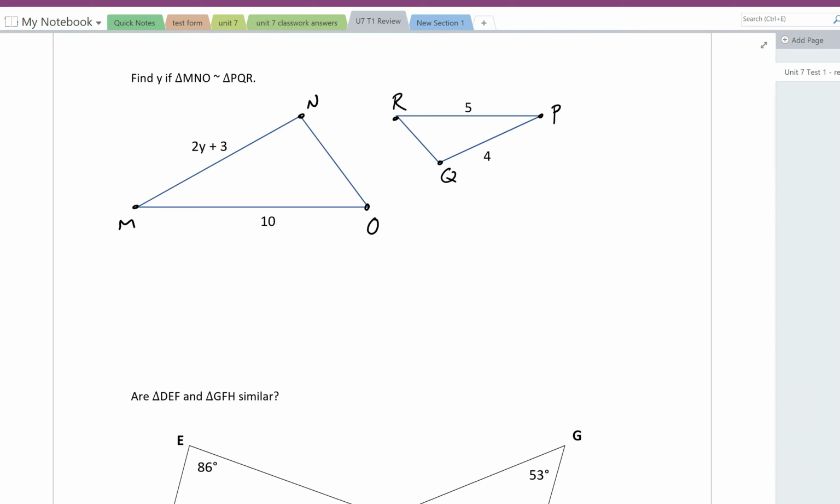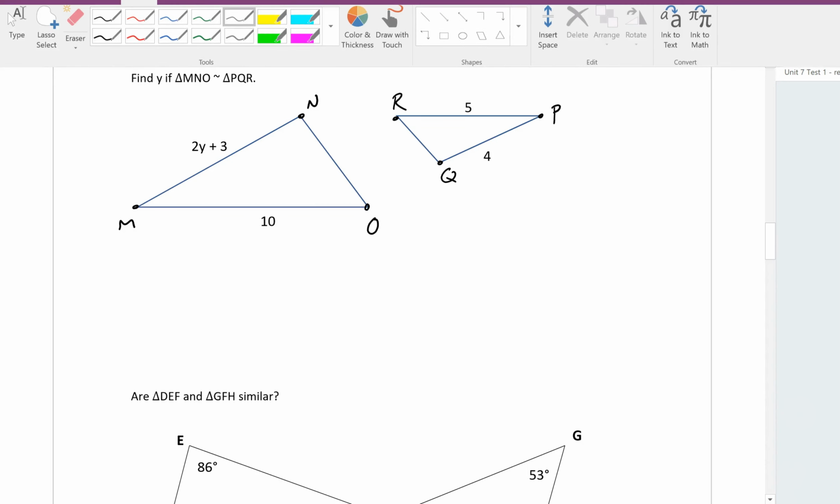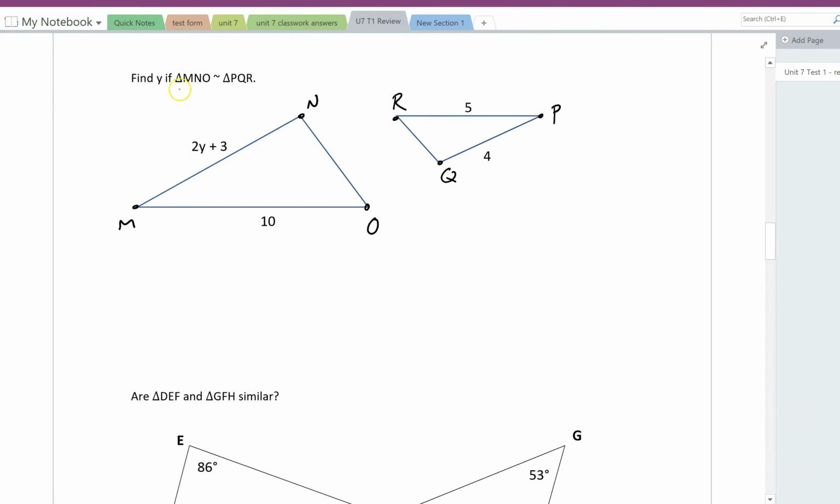All right, if you turn the page again, you'll see this question. It says, find Y if MNO is similar to PQR. So we're not trying to figure out if these two are similar. It's telling us that right here. What we're supposed to do is figure out what this Y right here is equal to. Okay, so if I know these two triangles are similar, it means I'm going to eventually set up an equation where I have two ratios that have to be the same.